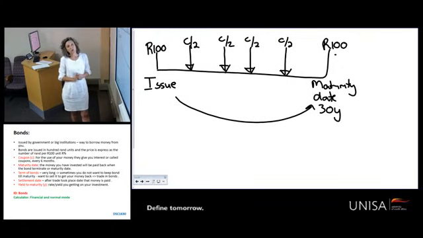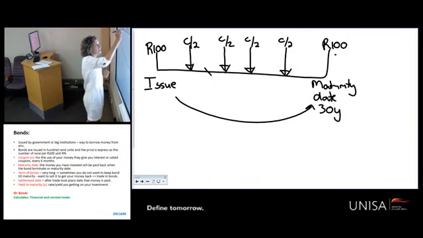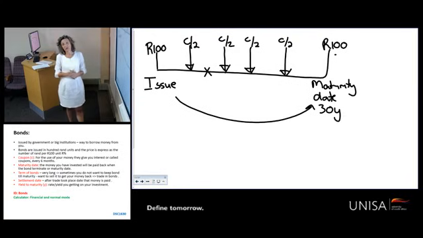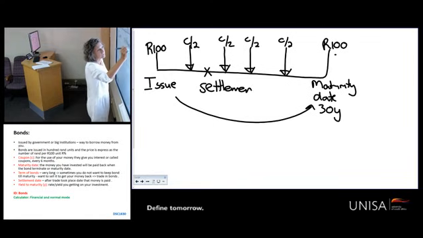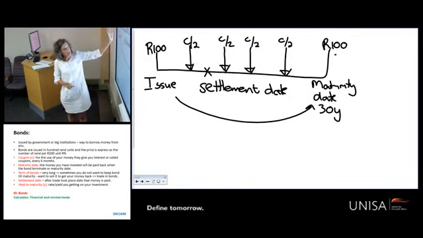You might want to sell that, or you want to get your money back. So you sell your bond to somebody else, and the date that you're selling it, when the trade took place and the money is transferred, we call the settlement date. Right, so up to now, we had an issue date, we had a maturity date, we've got coupons, and then we've got the settlement date.